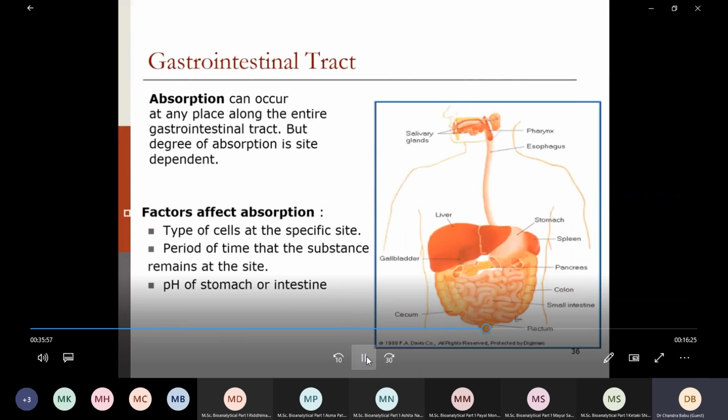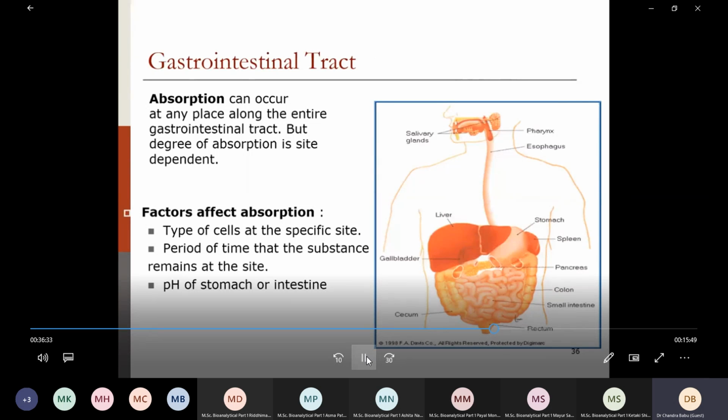As I mentioned, in terms of absorption, the GI is one of the ways to absorb substances into the body. And the absorption can occur at any place along the entire GI tract, but the degree of absorption is site dependent. So the factors for absorption would be the type of cells at the specific site. So the absorption when the food or the substance is in the mouth, or as they go into the stomach, or later at the intestine, and then at the end at the rectum.